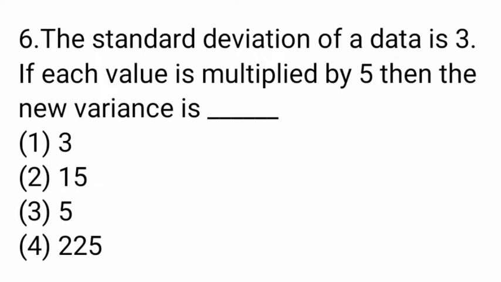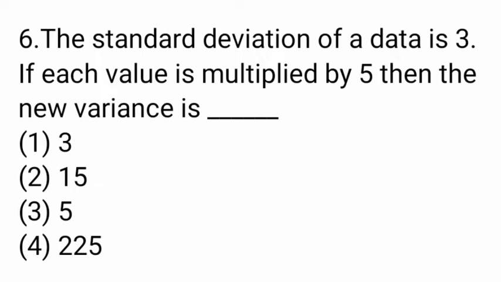If each value is multiplied by 5, then the new variance is... Standard deviation 3 means what is the variance? That equals 3 squared, 9. Okay, that is, variance is 9. Each value is multiplied by 5, which means 3 into 5. What is the answer? Standard deviation 3 into 5 equals 15.